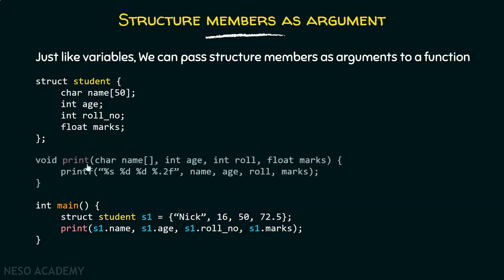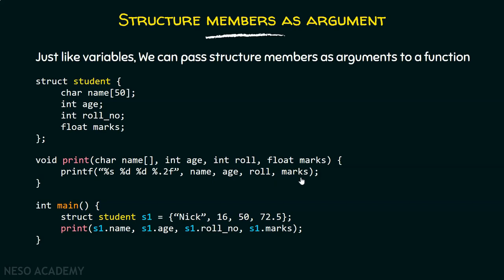Here you can see the declaration of the print function. It consists of these 4 parameters. Obviously they will receive the values which I am passing over here. Here you can see I am passing s1.name, then s1.age, s1.rollnumber, and s1.marks. These parameters will receive them in this order. This printf function will print all the values of the members on the screen. The name will get printed first, then age, then roll number, and finally marks.